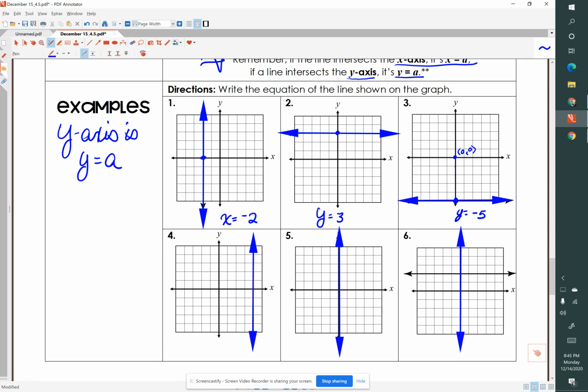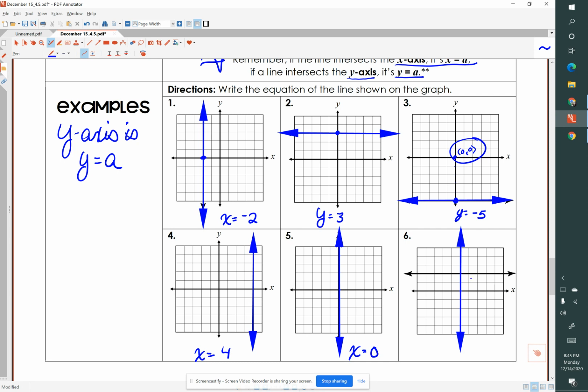Okay, so number 4, we have a vertical line, so that means it's going to be x equals 1, 2, 3, 4. Now, here we have a line, it's vertical, so it will be x equals, but it is on the y-axis. Well, what is x equal at the y-axis? We talked about that right here. X equals 0 at the y-axis, so that's x equals 0.